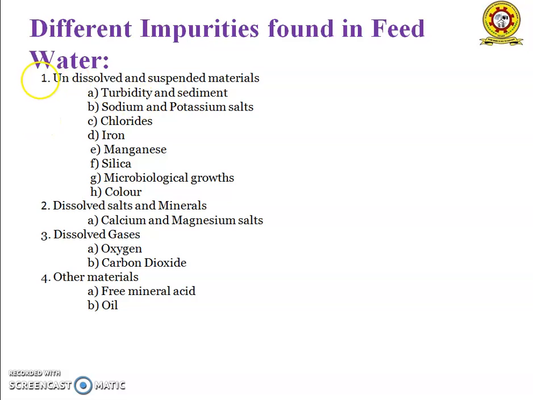And the second one is sodium and potassium. Sodium and potassium are the most dangerous salts present in the water. And next are chlorides, iron, manganese, silica and microbiological growth. The presence of microbiological growth is always undesirable as it produces clogging and troubles. And next is color. Color is due to the different chemicals added as impurities.